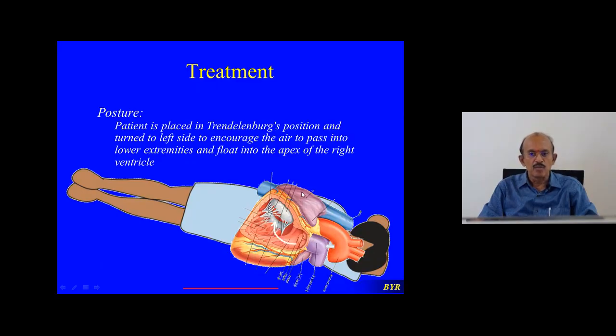From the atrium, because the head is down and the feet are up, the air bubbles will pass into the lower limb veins. So the main vessels, that is the pulmonary circulation, are restored. This is the first aid measure you have to do whenever you suspect air embolism.